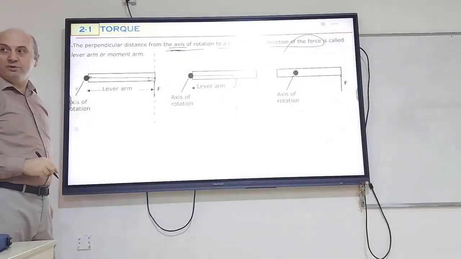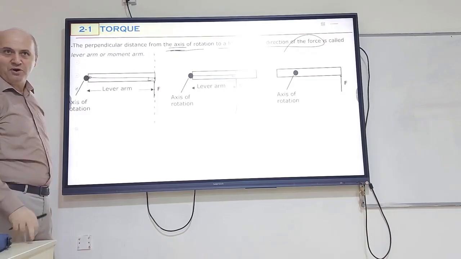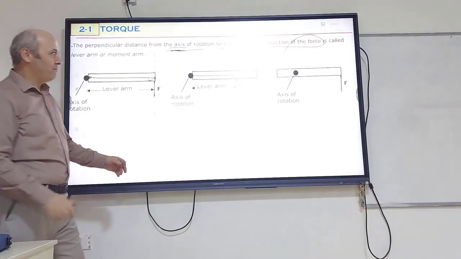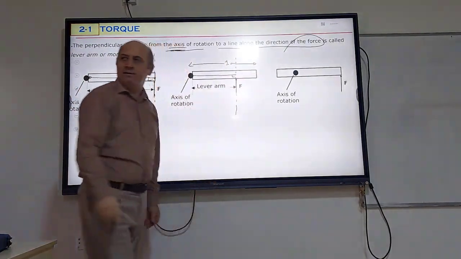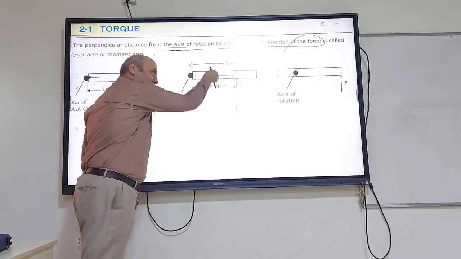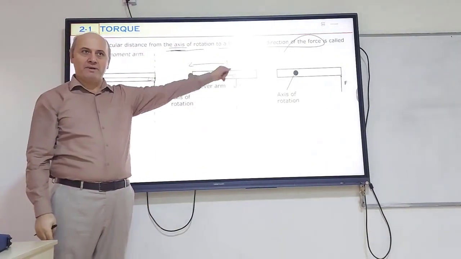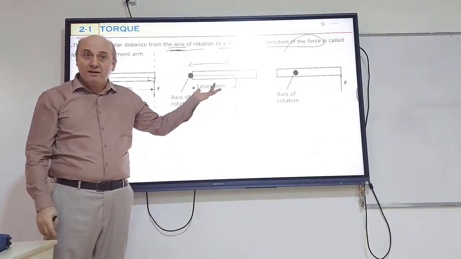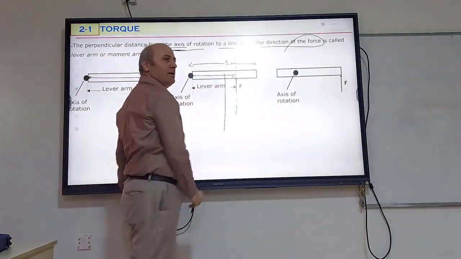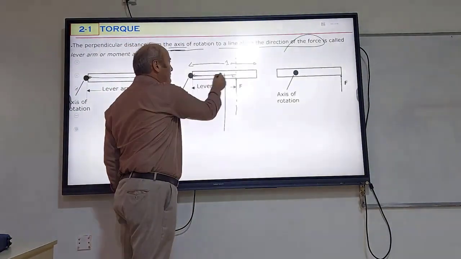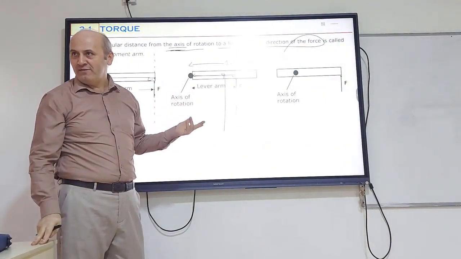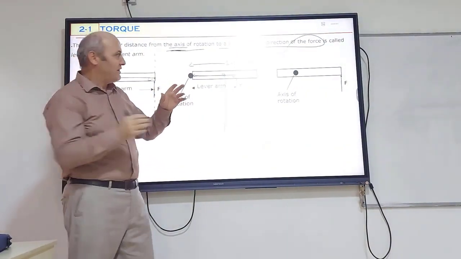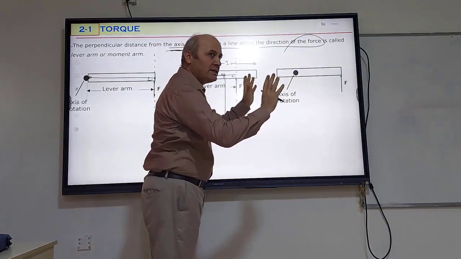Lever arm is not always equal to the length of the object. In the test, one question had the most incorrect answers. So many students, because I wrote here 1 meter, and the force was in the middle, wrote 1 meter as the lever arm. If it is in the middle, what happens to the lever arm? The lever arm is going to be half. So 1 divided by 2, or 0.5. So you should be careful about this. The length of the object is not always the lever arm.